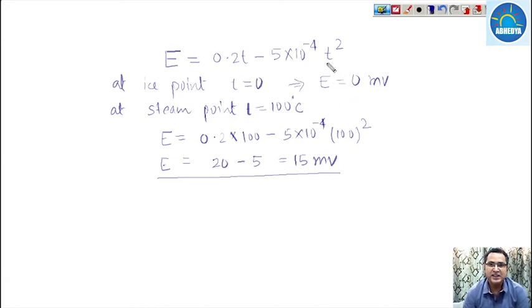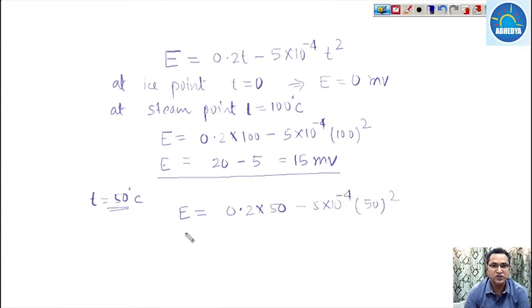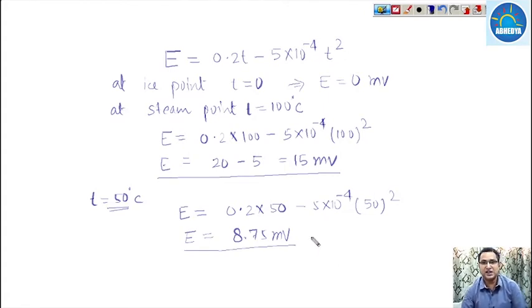Now it is given that this thermometer reads 50 degree centigrade. So now to check the induced EMF at this 50 degree centigrade: this is 0.2 into 50 minus 5 into 10 raised to the power minus 4 into 50 square. Once you calculate this, E becomes 8.75 millivolt. So this much EMF has been induced in the thermometer.